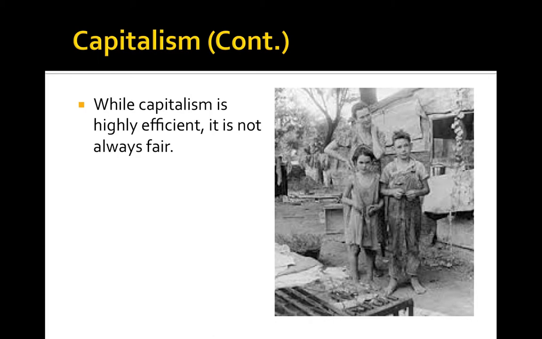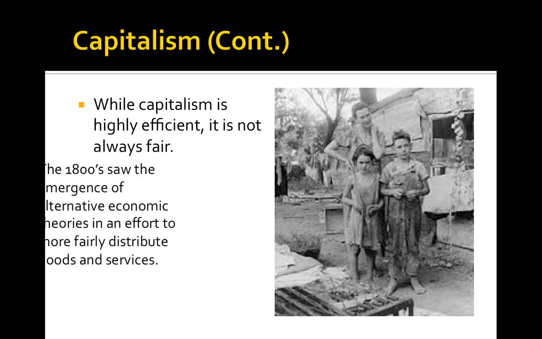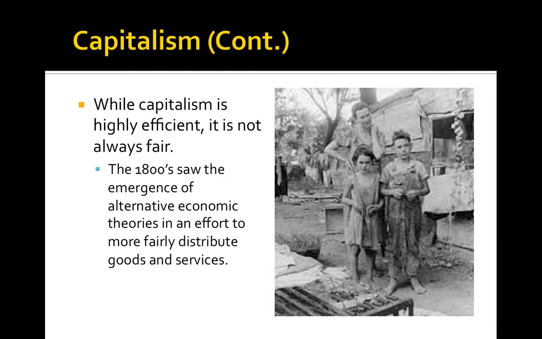While capitalism is highly efficient, it is not always fair. The 1800s saw the emergence of alternative economic theories in an effort to more fairly distribute goods and services. There were a lot of extremely wealthy people in the 1800s and a lot of very impoverished people.